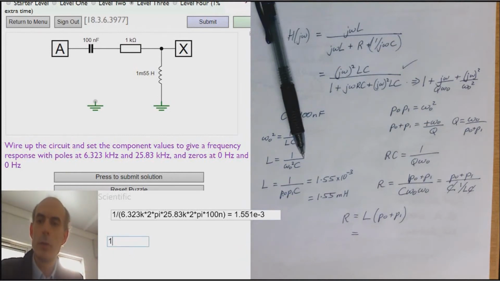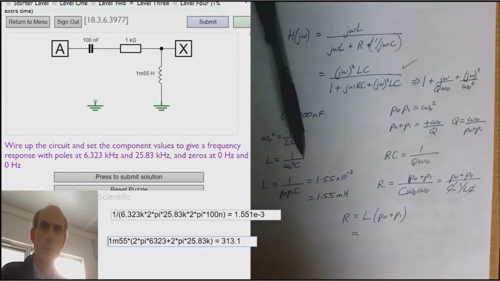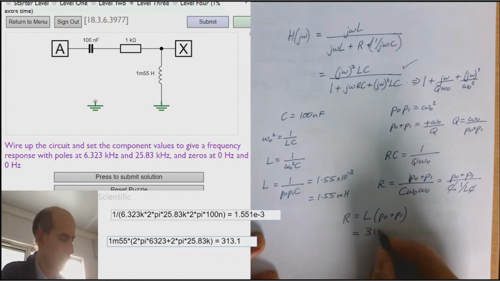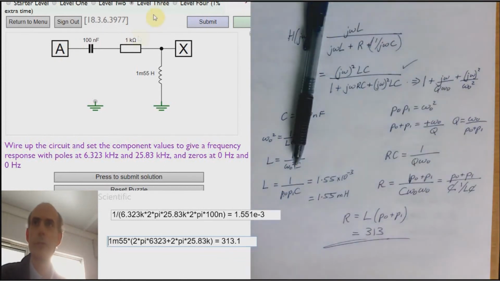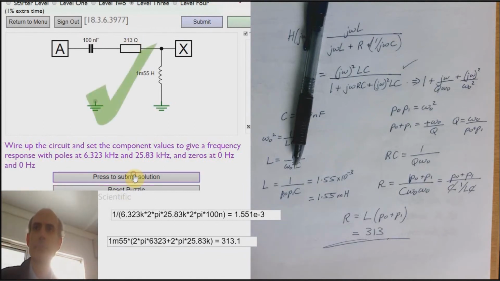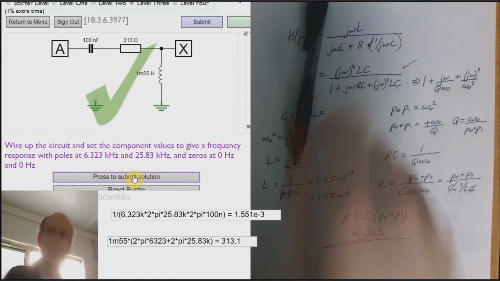That, if you put the numbers in, gives you the inductor, 1.55 milli that we've just found, times the sum of the two pole break frequencies, and remembering to convert them into radians per second again, 6.323 plus 25.83 kilohertz times 2 times pi, gives me a value for my resistor of 313.1 ohms. 313 should be close enough. Okay, stick it in there. That's my circuit. Hooray. They're not actually that hard to do.